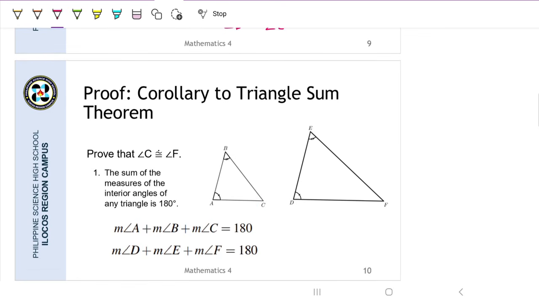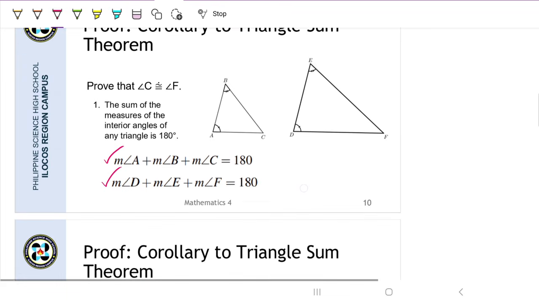So number 1, the sum of the measures of the interior angles of any triangle is 180 degrees. So we know that the interior angles theorem states that the sum of the interior angles equals 180. So we can form the following equations. Measure of angle A plus angle B plus angle C equals 180. At the same time, measure of angle D plus E plus F is equal to 180 degrees.